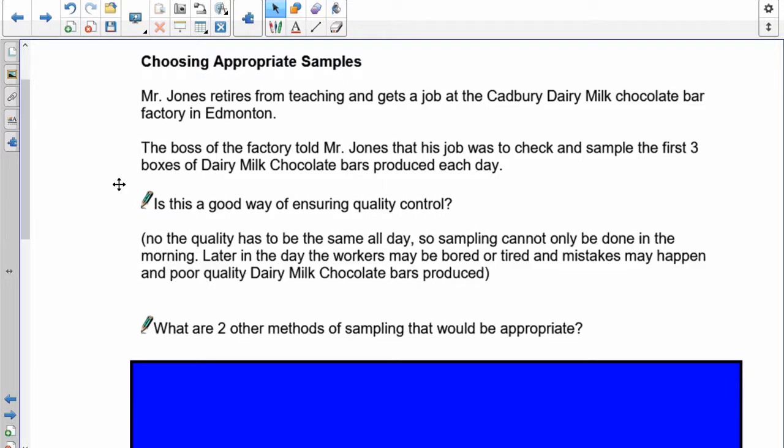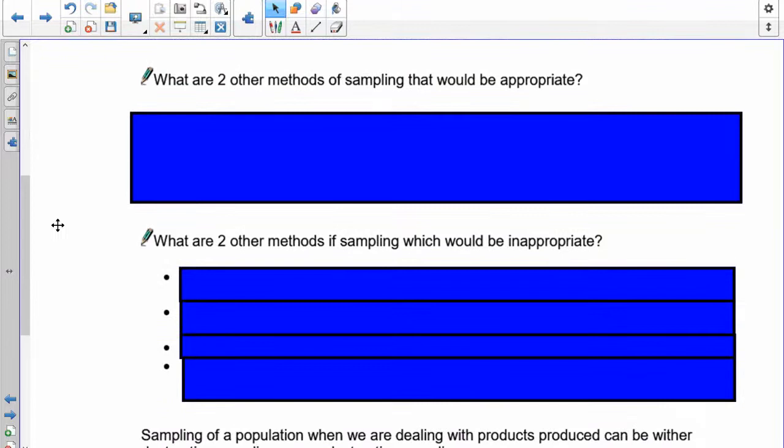This is not going to be a good way of doing this. The quality has got to be the same throughout the whole day. So sampling only at one time in the morning is not going to be good because later in the day, workers may become bored or tired or mistakes may happen and poor quality Dairy Milk chocolate bars could be produced. The quality check has to be the same all day. So what are two other methods of sampling you think would be appropriate? So pause the recording and tell me two sampling methods you think would be appropriate here.